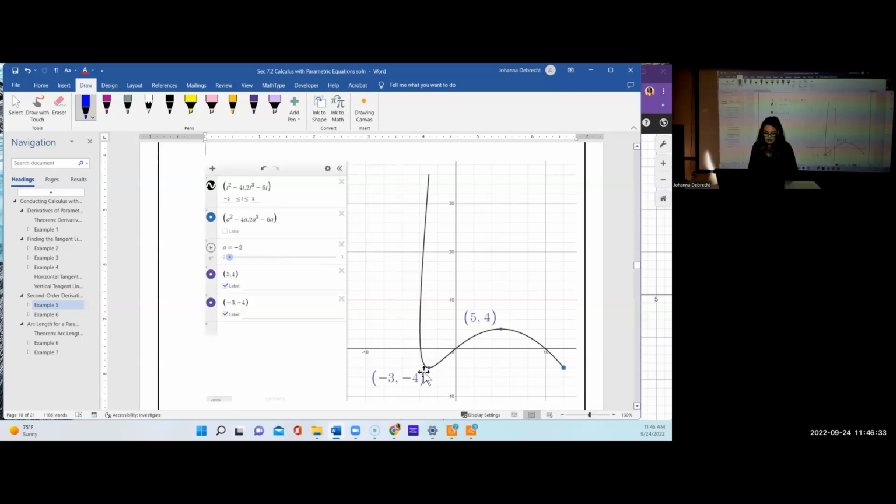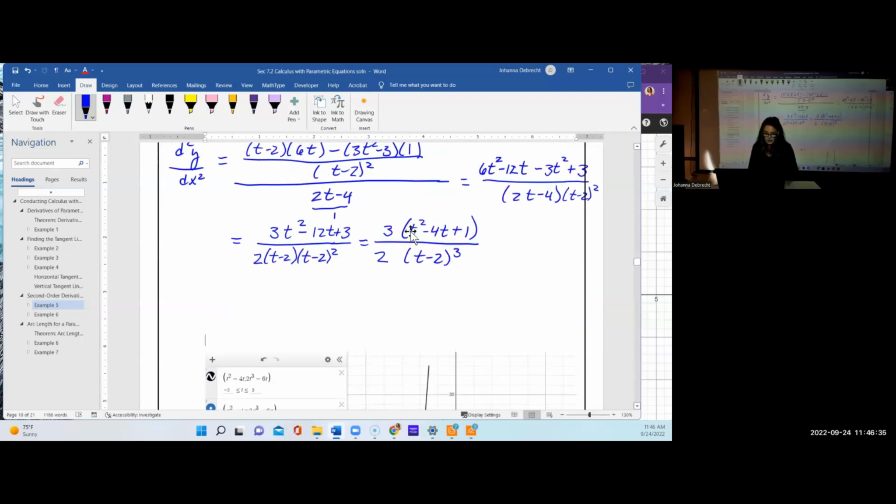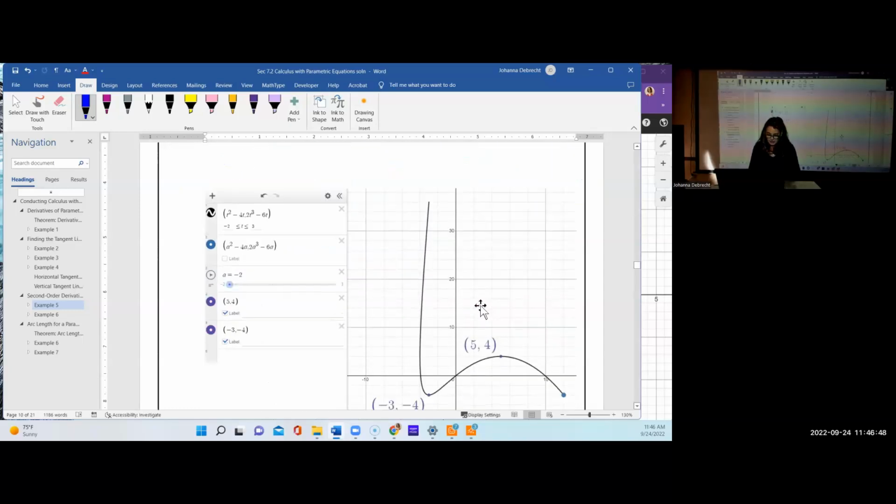It's clearly concave up there. We can plug in t equal to 1, and we can find that it is going to be a positive value, which means it's concave up. So again, we know that the second derivative at that point, if it's positive, it's concave up, negative, concave down.